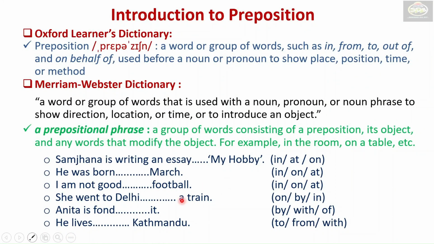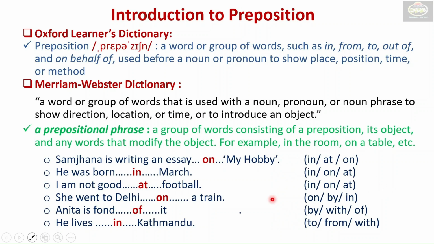These are some sentences in which there are blank spaces where we have to fill these prepositions correctly, and we have done it. On my hobby, in March, good at, on a train, fond of, in Kathmandu.